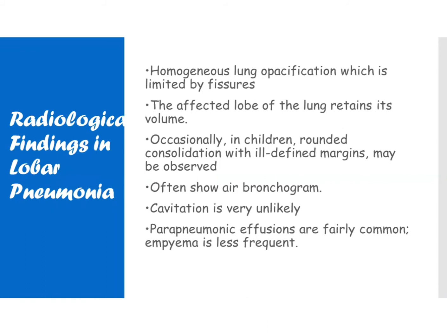So you are going to see homogeneous lung opacification, which is limited by fissures. The affected lobe of the lung retains its volume. And one thing you need to take note of is that in children, occasionally you may see rounded consolidation with ill-defined margins. So you're going to see round cavities. Sometimes a person might start suspecting that this may be a cancer, but no. Once you give them antibiotics, there is spontaneous resolution.